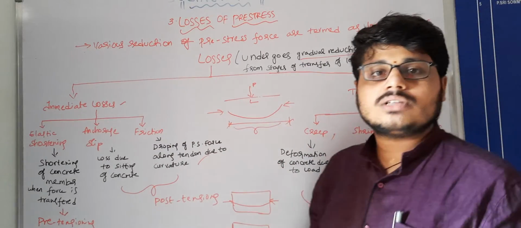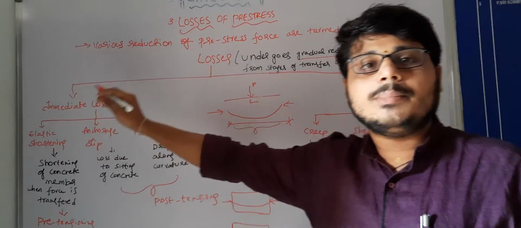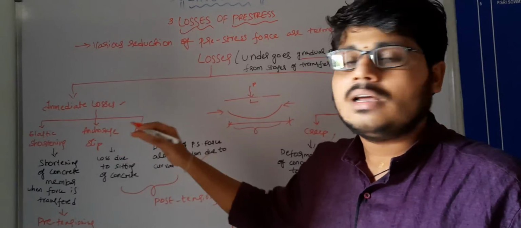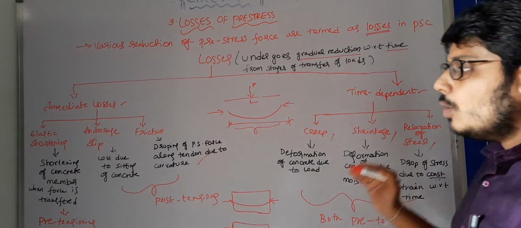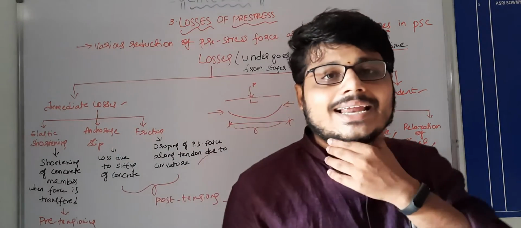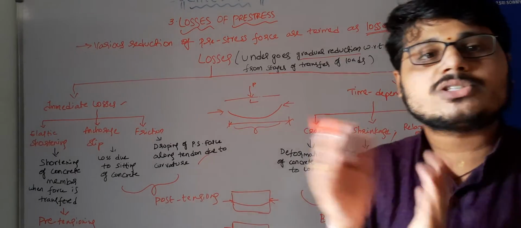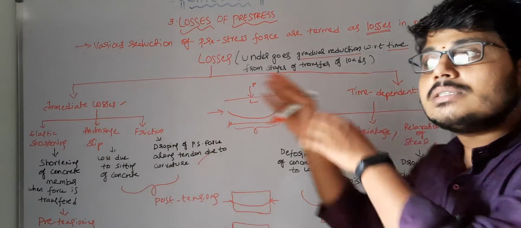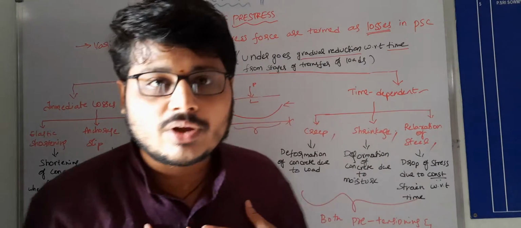In case you are asked what the losses of pre-stress are, you should write that there are two types: immediate loss and time dependent loss. In immediate loss we have three types: elastic shortening, friction and anchorage slip. And time dependent loss: creep, shrinkage and relaxation of steel. If they give a problem to calculate the losses for pre-tensioning and post-tensioning, you should know which losses come under pre-tensioning and which under post-tensioning, as we have already discussed.